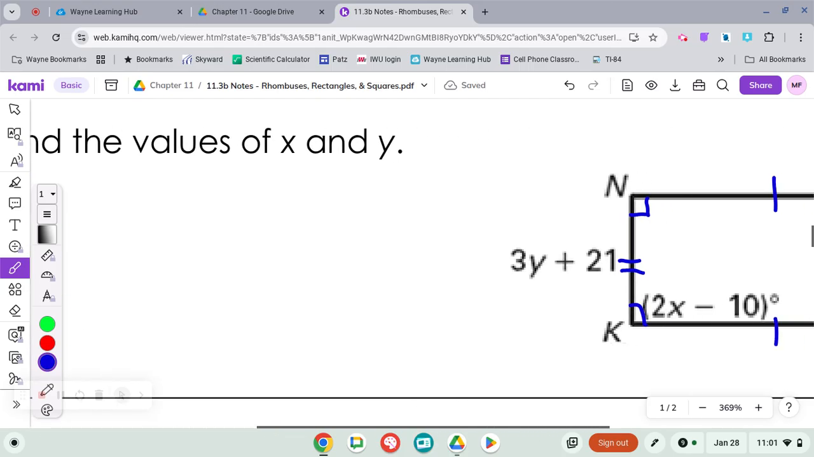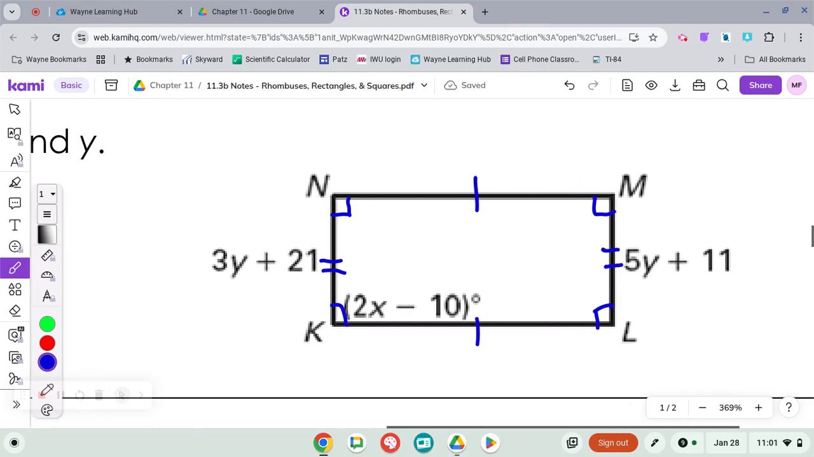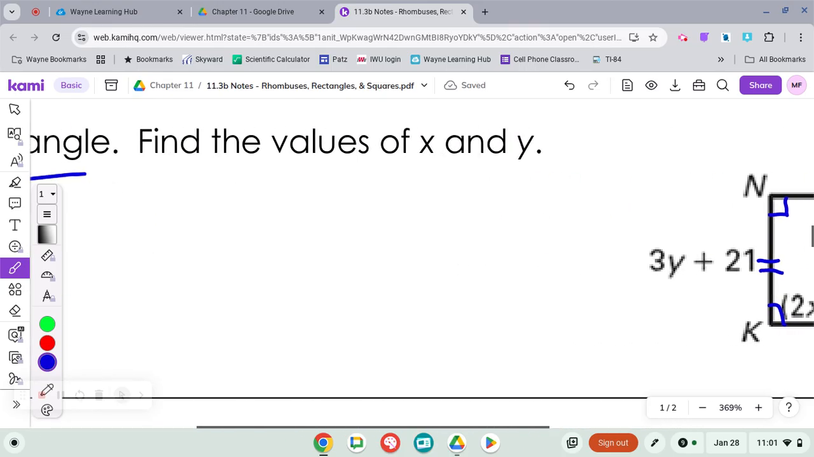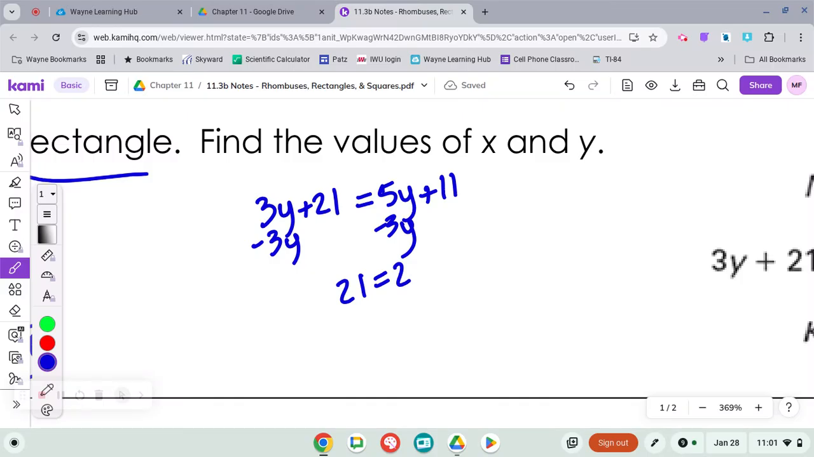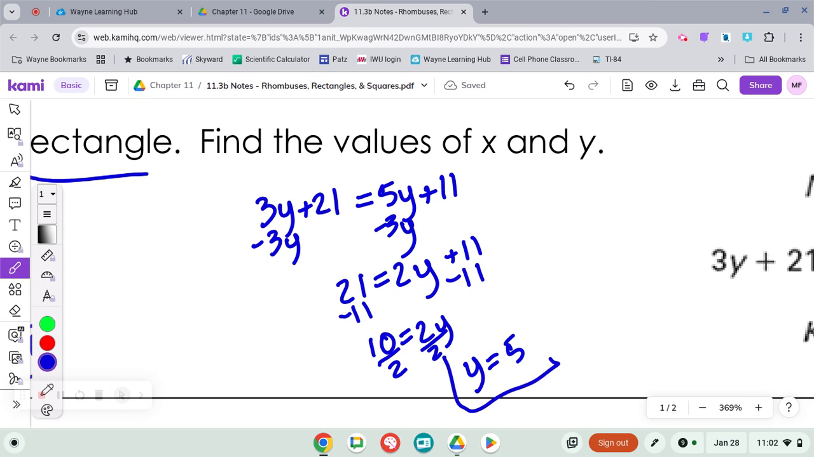Now for y, as we said, opposite sides are congruent. So 3y plus 21 equals 5y plus 11. Now we subtract the 3y. We get 21 equals 2y plus 11. We subtract 11. Divide by 2. And y equals 5.